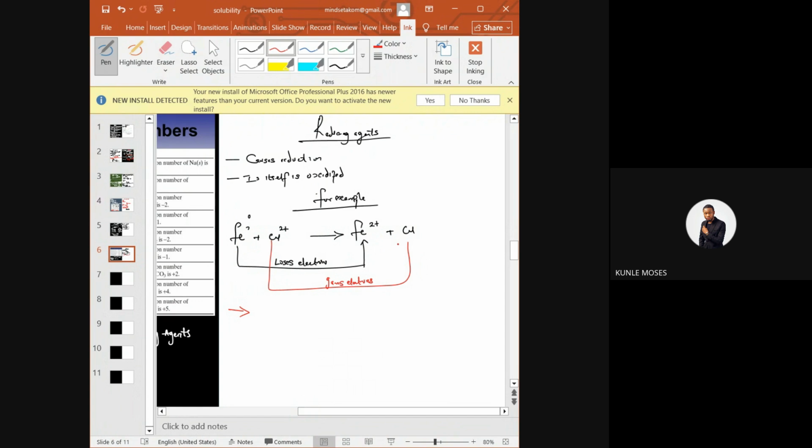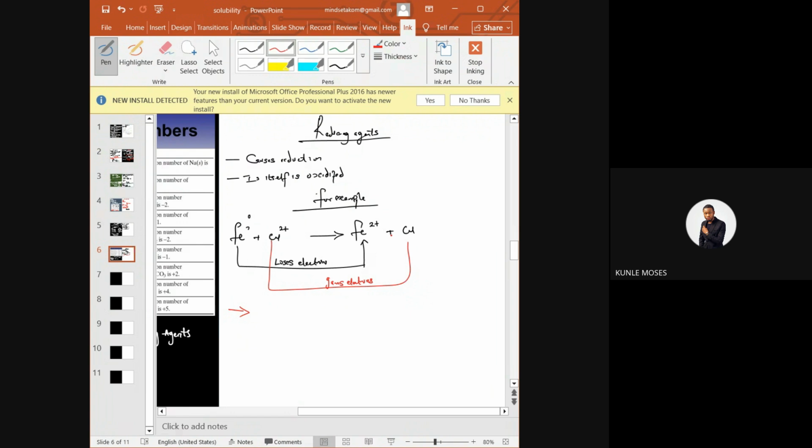So if you want to know the oxidizing agent and the reducing agent, the best thing to do is to know which one is losing electron. The one that is losing electron is the one that is being oxidized, and it is the reducing agent. Did I come again? The one that is gaining electron is the one that is being reduced, and it is the oxidizing agent. Should I write it out?